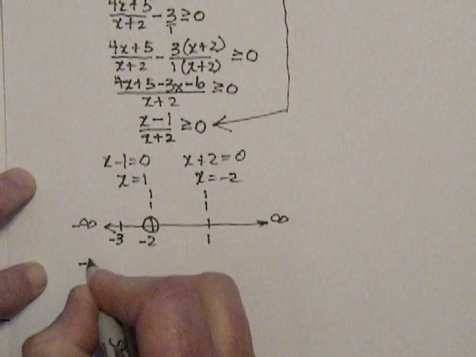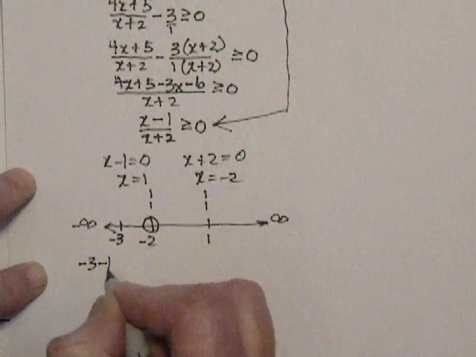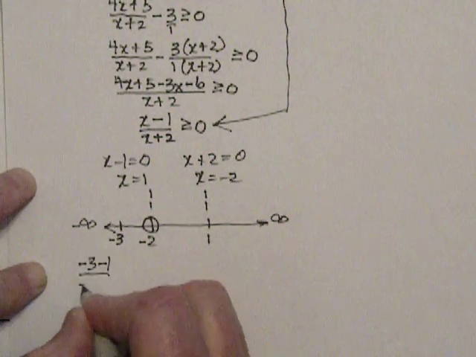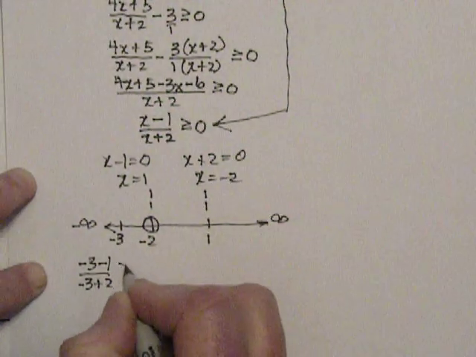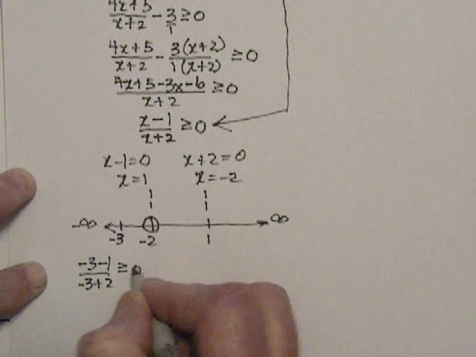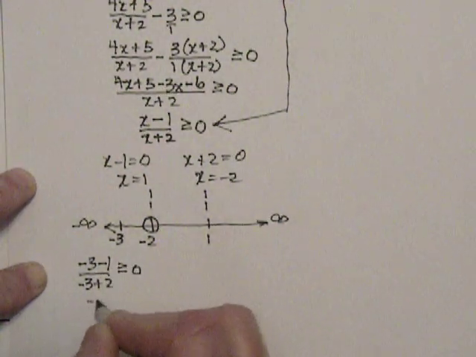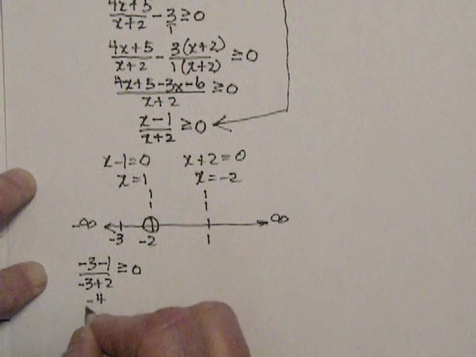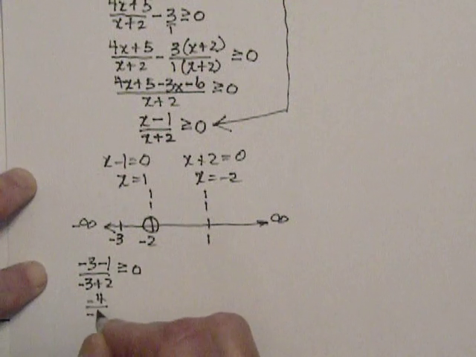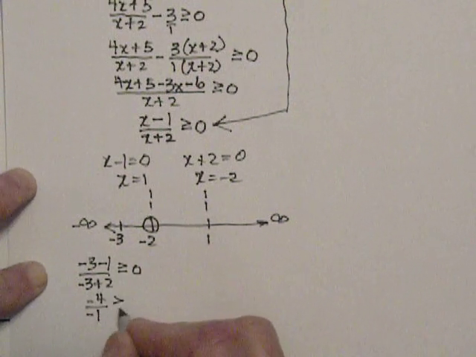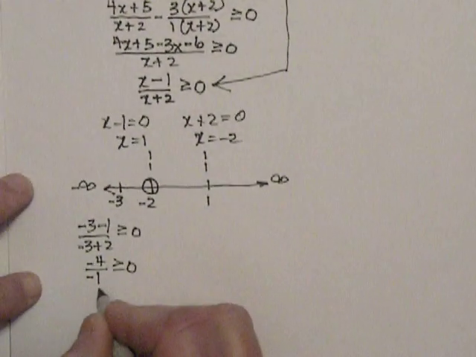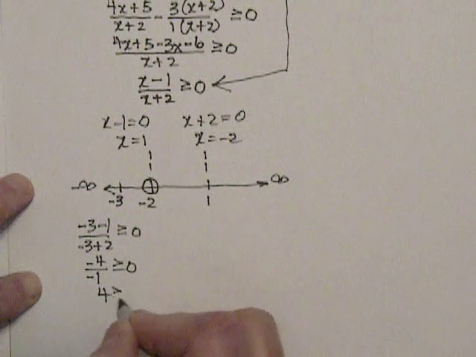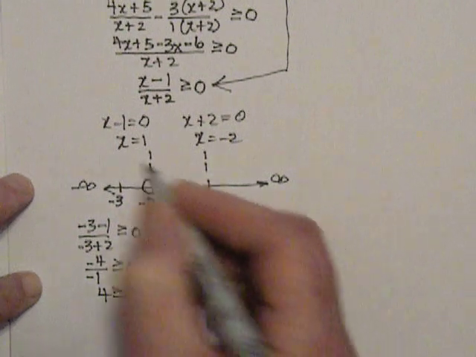So negative 3 minus 1 over negative 3 plus 2 greater than or equal to 0. That gives me negative 4 over negative 1, and that's going to give me 4 is greater than or equal to 0. That's a true statement.